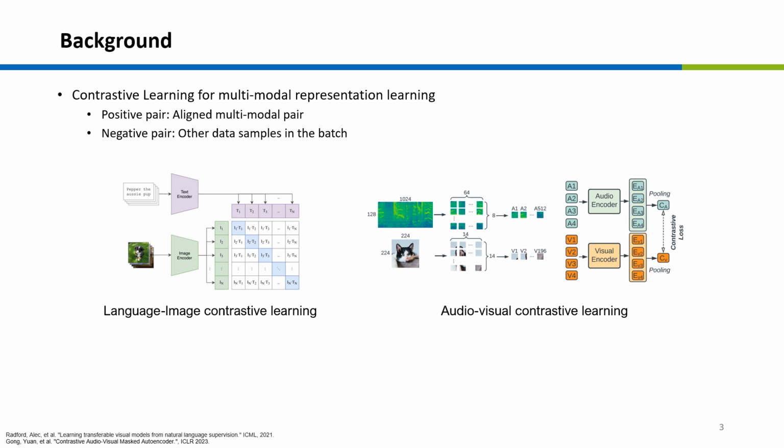Also, contrastive learning performs well in multimodal representation learning. In this part, the pair of each data becomes a positive pair, and the remaining data in the batch becomes a negative pair. For example, for audio-visual contrastive learning, the paired audio of the visual input becomes positive data, and the rest of the audio data in the batch becomes a negative pair.